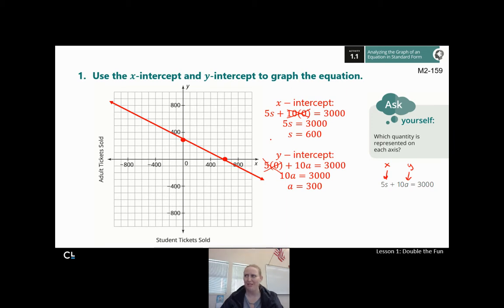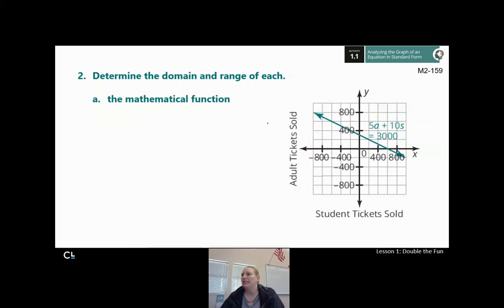Wow, that actually wasn't bad at all. So this is actually a super nice way of graphing equations in standard form. Find your intercepts, right? Find your x-intercept, find your y-intercept, plot the points, connect the points. It's all good. Let's get a little more in detail here, though.